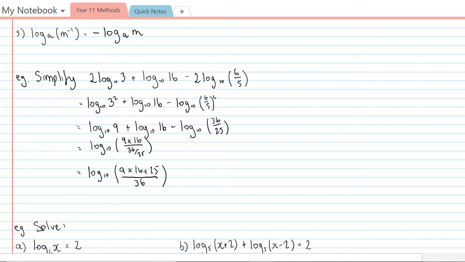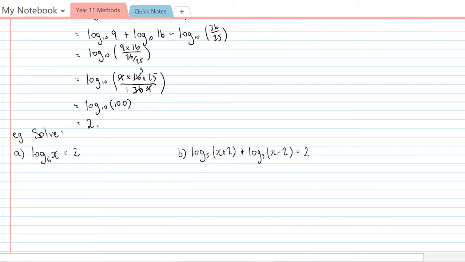I'm going to cancel these out now. So 9 goes into 36 4 times. 4 goes into 16 4 times. So we're left with 1 in the denominator and 4 times 25 in the numerator, which means this is log base 10 of 100. And so then we ask ourselves, well, 10 to the power of what equals 100? The answer is just 2. Pretty nice.